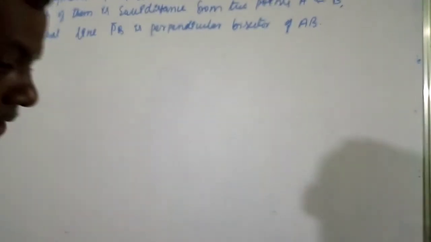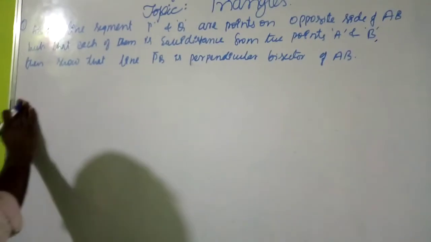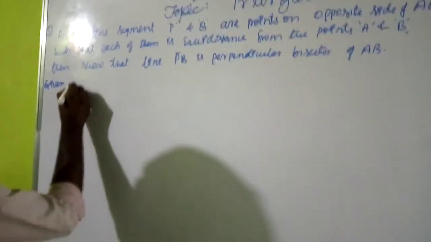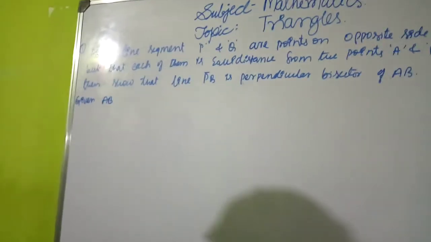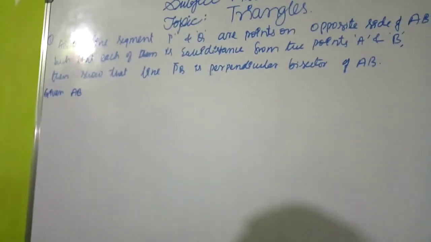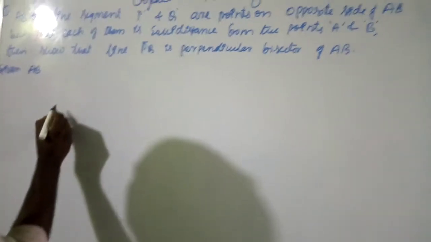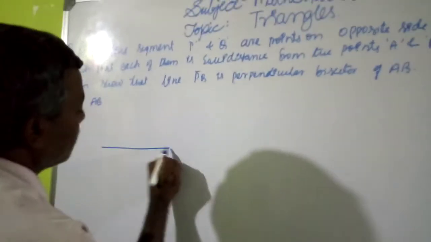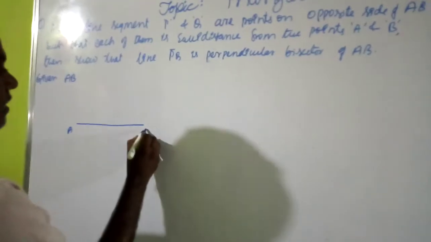Okay, so this is about your problem, right? So here what is given? First record the given. AB is a line segment, and P and Q are the 2 points opposite to the AB, such that each of them are equidistant. See here, I am going to write the diagram first. This is line segment AB. This is AB.